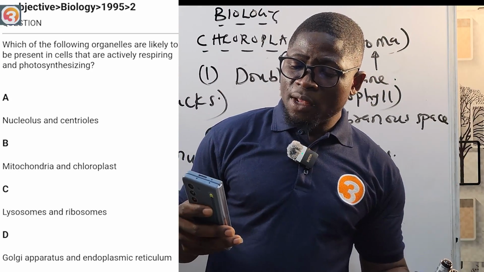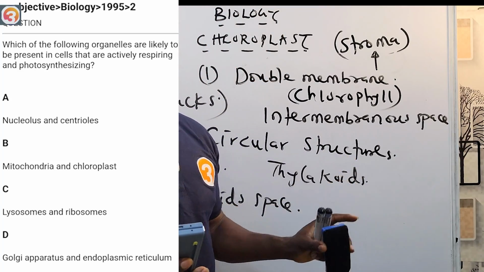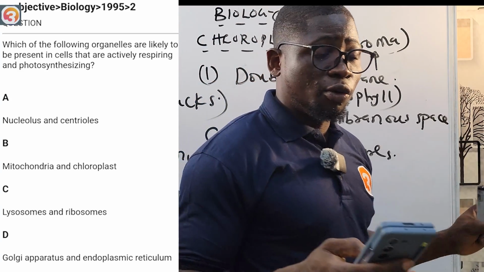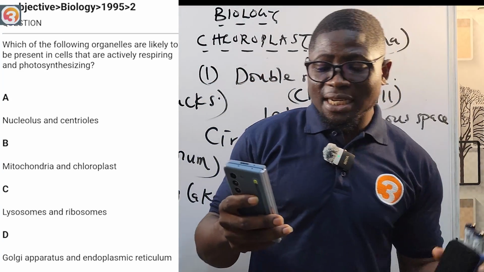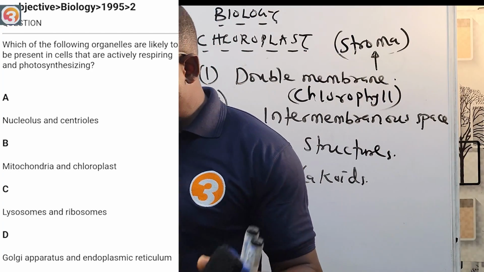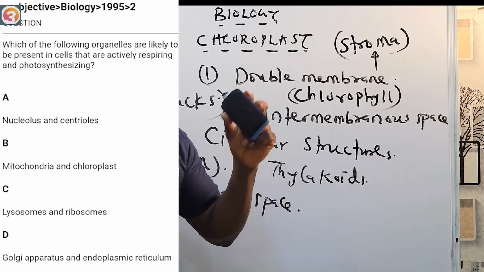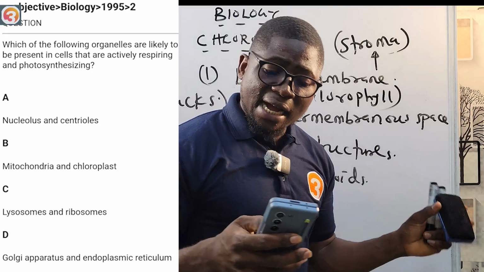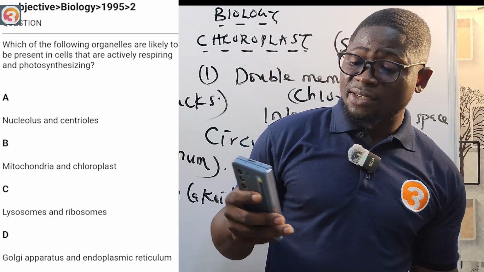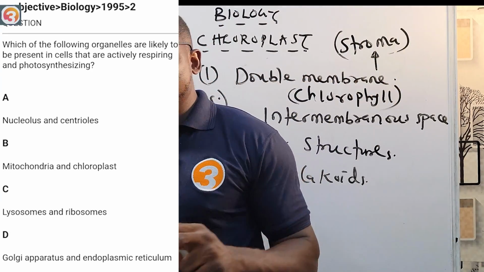mitochondria. All right, they say A, nucleolus and centrioles. B, we say mitochondria and chloroplast. C, we say lysosome and ribosomes. D, they say Golgi body and endoplasmic reticulum. Of course, the only one that has chloroplast there is option B, which will make it the correct answer.